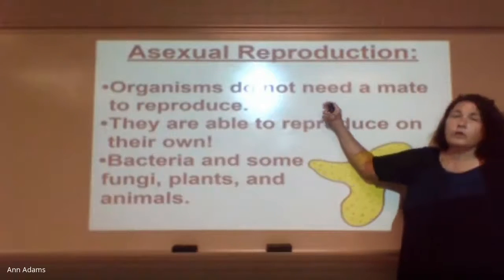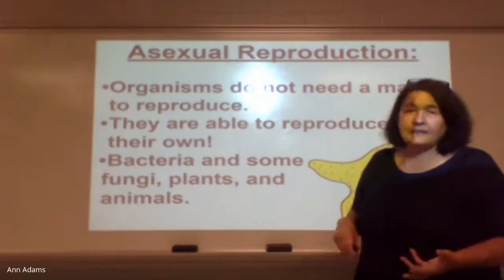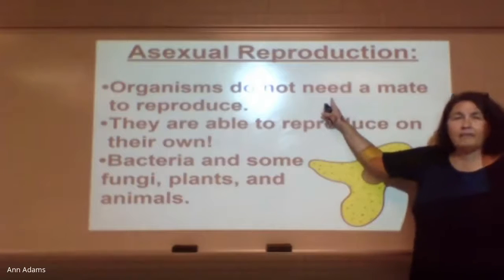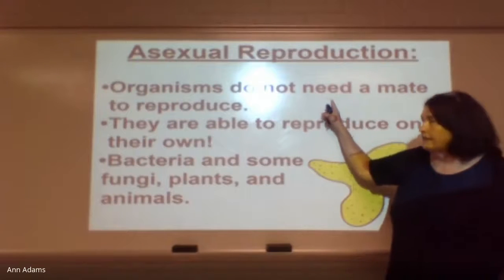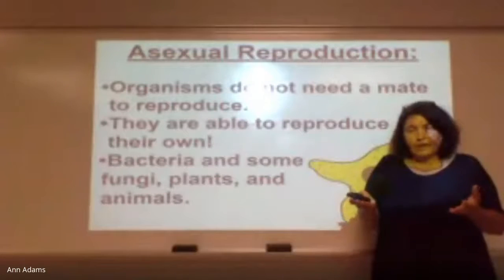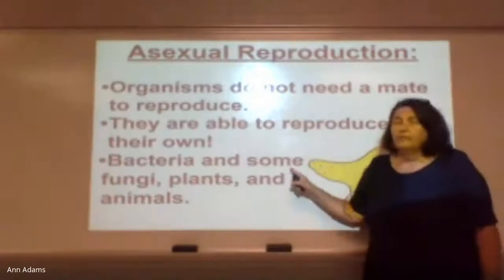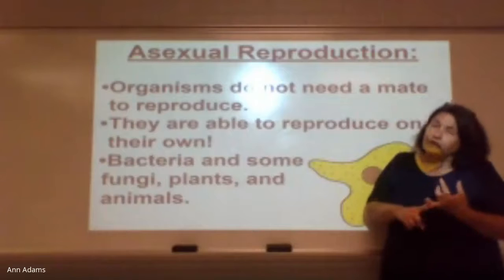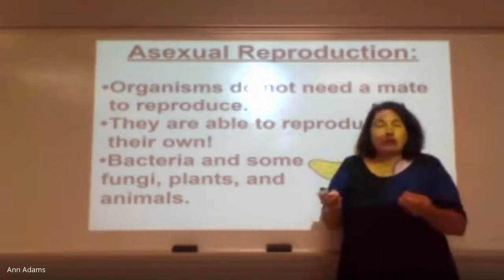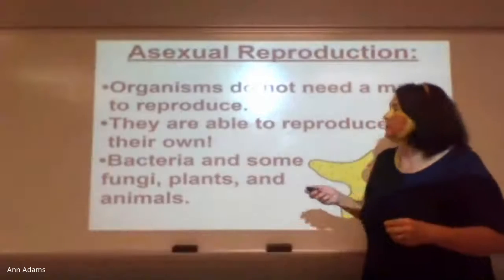Also, now we're going to switch to asexual reproduction. We looked at sexual, now we're going to switch to asexual. The organisms do not have to have a mate to reproduce for asexual. Remember, they make something just like themselves. They're able to reproduce on their own. That's where we get our bacteria, our fungi, our plants, and even some of our animals do this. But they look just like the parent. They make something just like themselves.